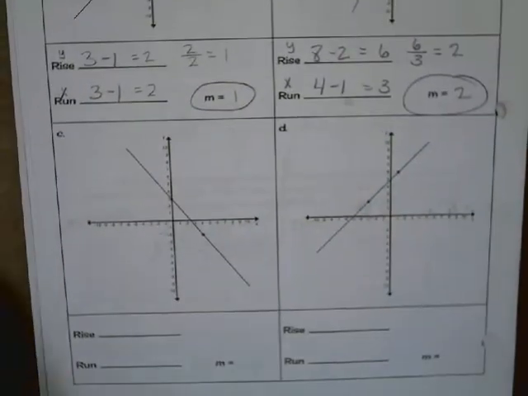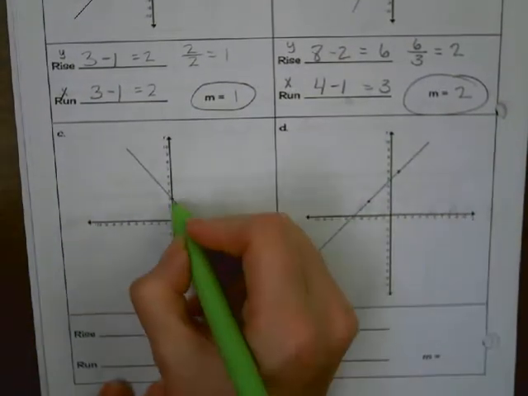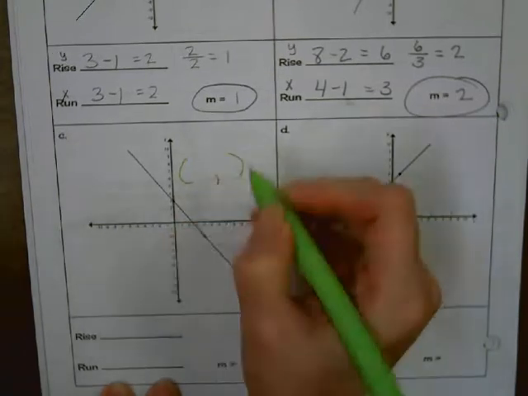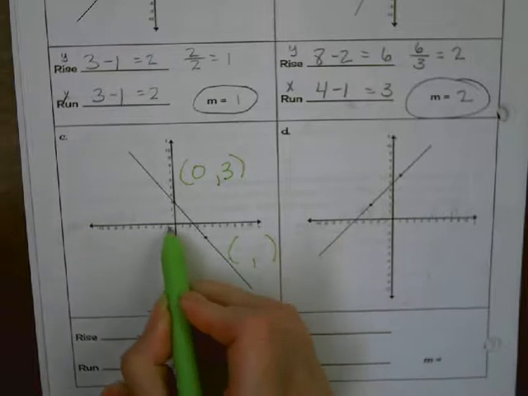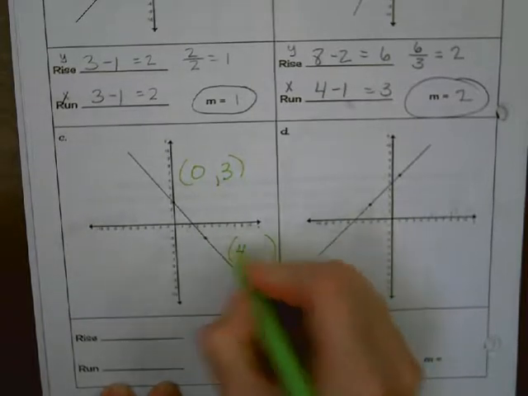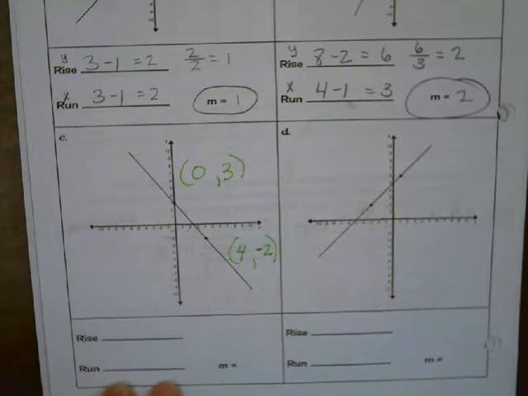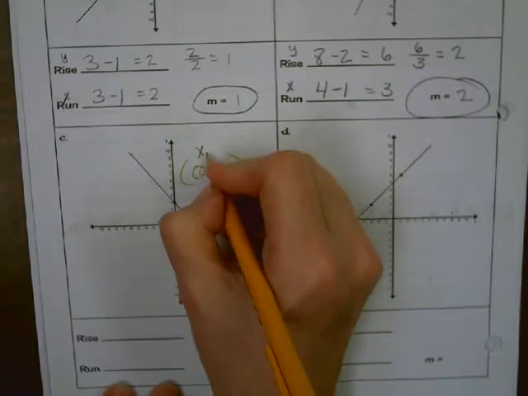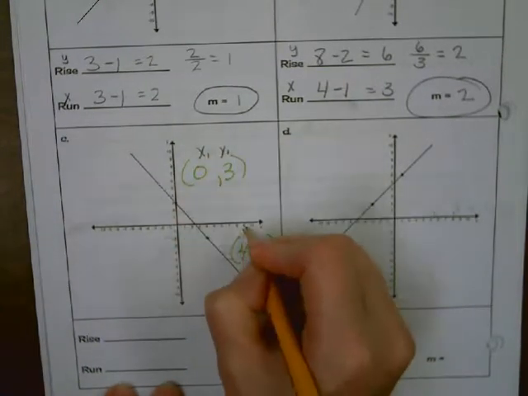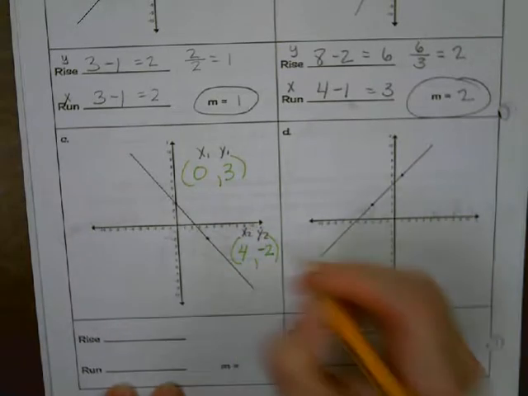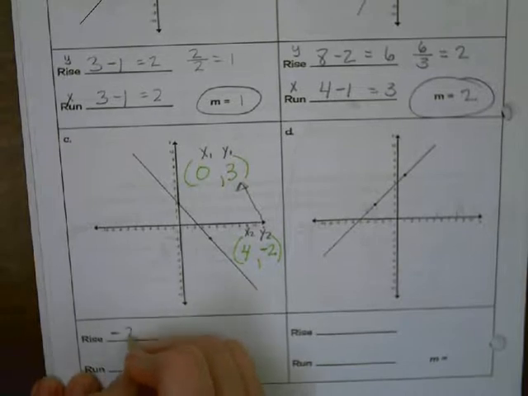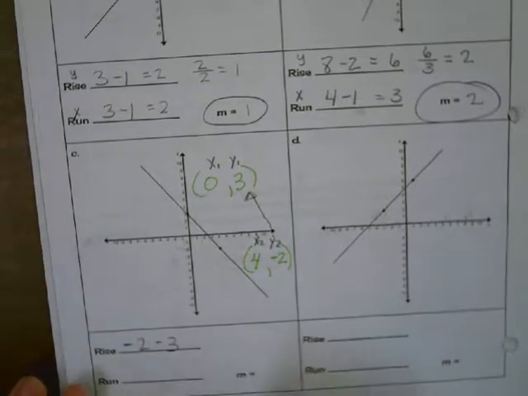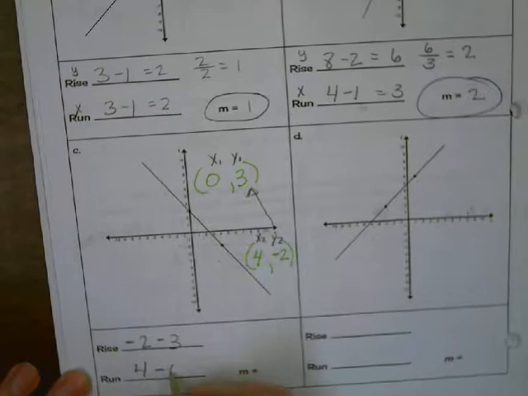All right, we're going to get some negative numbers. So let's see, this point right here looks like over 0 up 3. This point right here looks like over 4 down 2. Okay? Let's get our points labeled. Okay? Let's subtract our y's. Negative 2 minus 3 and 4 minus 0.